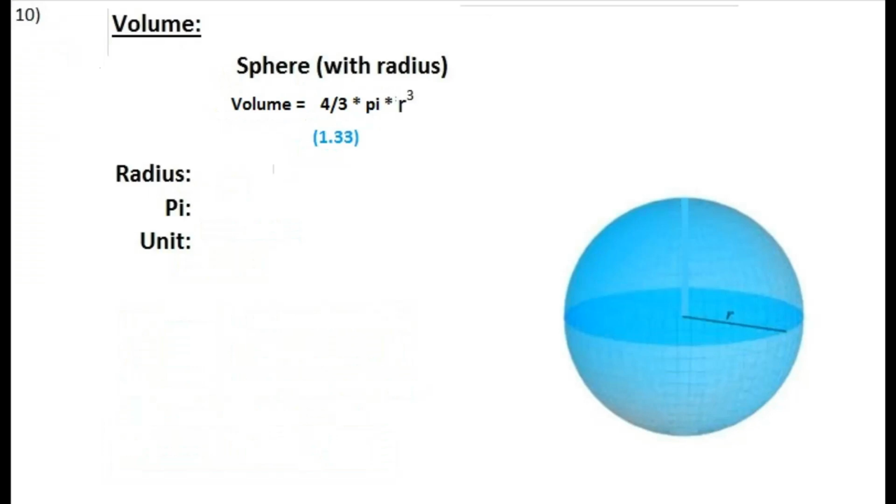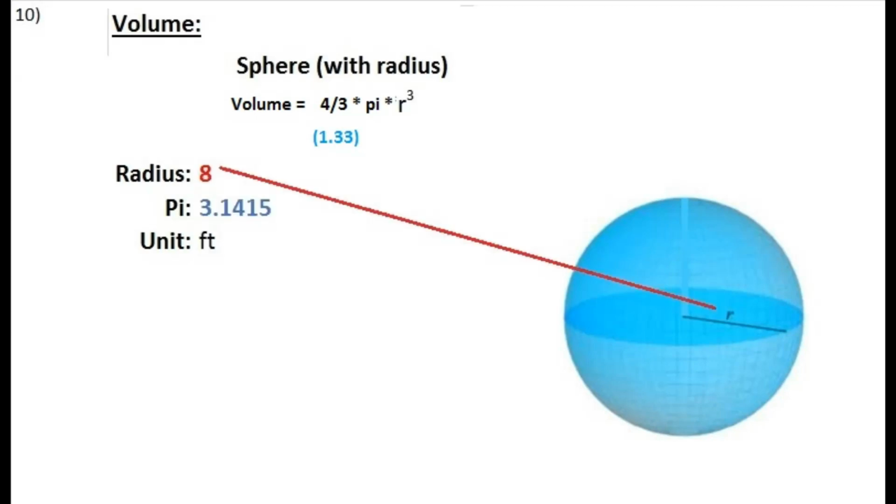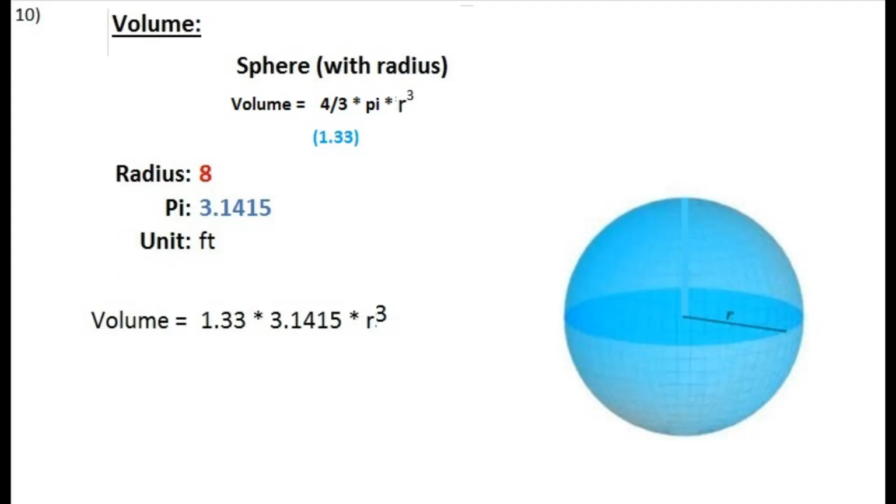The next one here is number 10. Again, our formula stays the same, 4/3 times pi times radius cubed. Our radius this time is 8. That's the only difference between this one and number 9, in addition to the fact that we're using feet instead of yards. So let's go on with our formula.